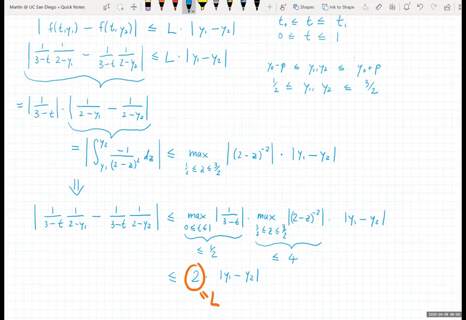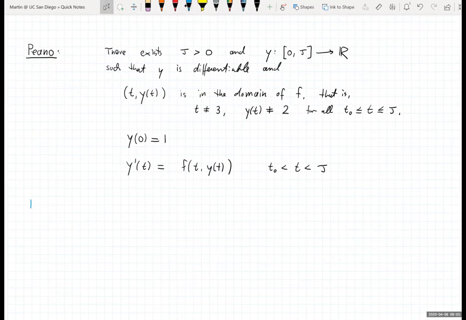So in addition to the Peano existence theorem, we have that the Picard-Lindelöf theorem applies. The Picard-Lindelöf theorem tells us now the following, namely the solution is unique.